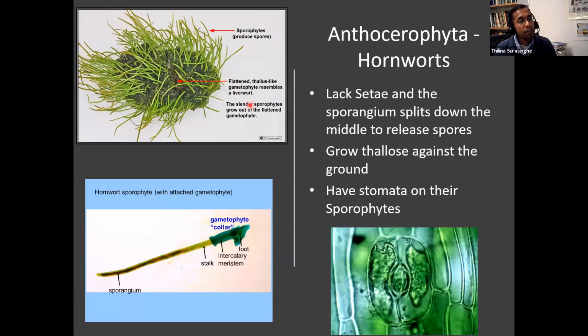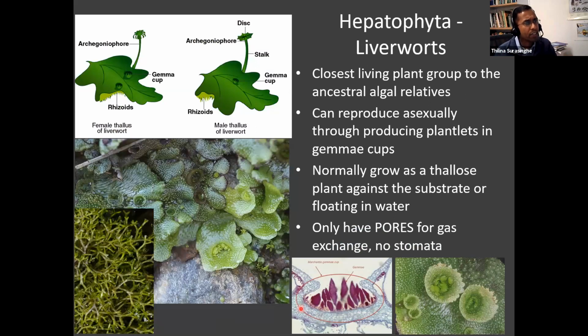Now, the next group is hornworts, Anthocerophyta. One more thing I want to mention is that the reproductive units, male and female, are located on top of a stalk. So this is the stalk, and this is the reproductive unit. That is something I want you to know. That's also a characteristic feature for liverworts.